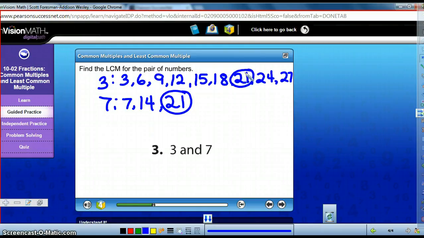Now, sometimes the least common multiple will be, what are two numbers, like we were given 3 and 7. Sometimes our least common multiple will be the product of those two numbers given. Remember, product means the answer you get to a multiplication problem. So the product of 3 and 7 is 21. For this problem here, it just so happens to also be the LCM, the least common multiple. Is that always going to be the case? No.